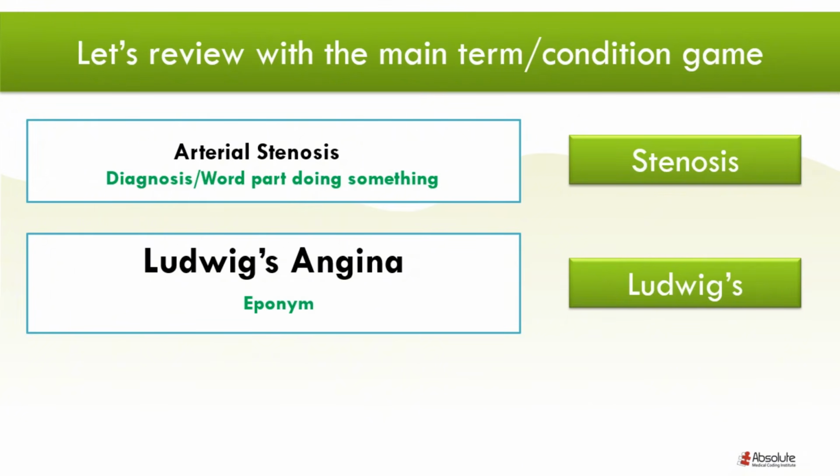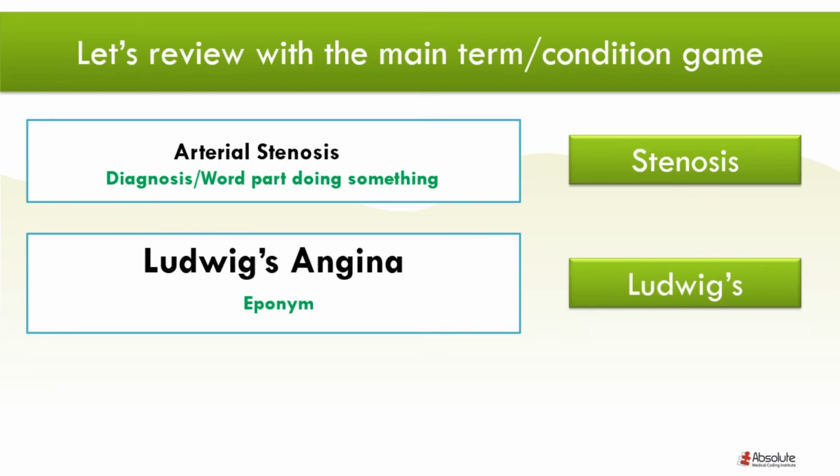We know it's an eponym because it has an apostrophe S. And coders, if you got any of those right, outstanding. The purpose of this exercise was to show you which term is your main term, and this shall be the term that you look up in the alphabetic index.